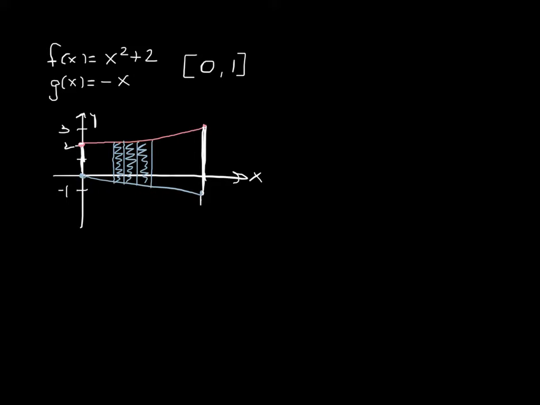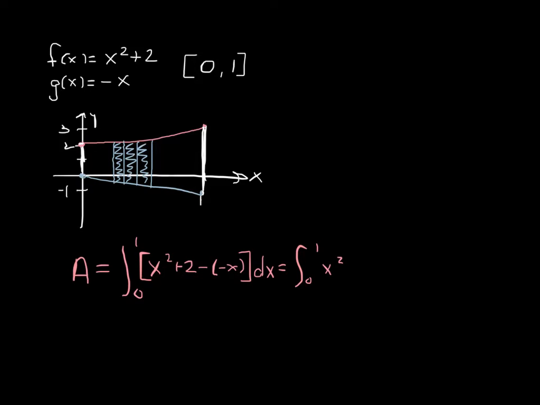Top minus bottom. So our area is equal to, we're going to go f of x minus g of x. So it's x squared plus x plus 2.